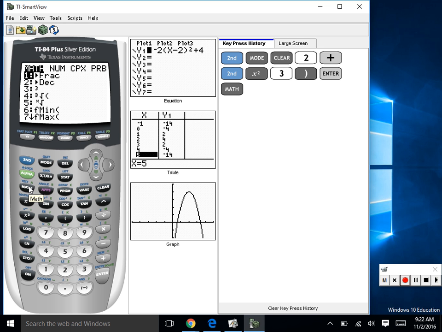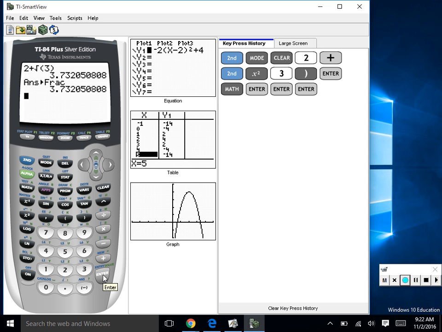Now notice it says fraction. So we're going to hit enter. So we want it to be a fraction. Now we hit enter again. And you see how it just gave us a decimal again? That's because it cannot be written as a fraction. So this decimal is irrational, cannot be written as a fraction.